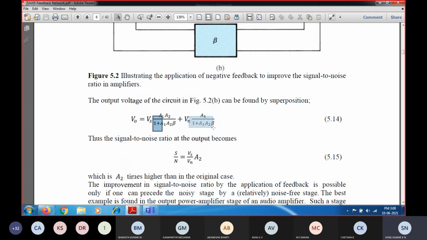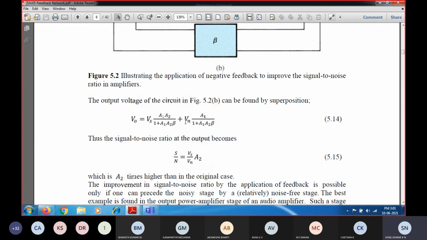When you apply only the noise source, you get the first expression. Together, if you sum up the two expressions, you get Vs times its expression plus Vn times its expression, that is Vout1 plus Vout2, which equals V0. Now for this output voltage, consider the signal to noise ratio. The signal part is Vs into A1 divided by 1 plus A1 A2 beta, and the noise part is Vn into A1 divided by 1 plus A1 A2 beta.